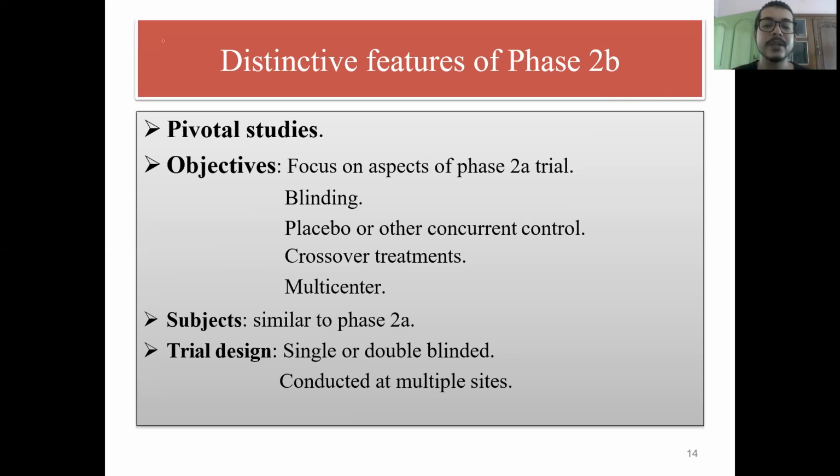The trial design is single or double blinded, conducted at multiple sites. So a multi-center trial is also done in phase 2B. These are the features that you need to know.